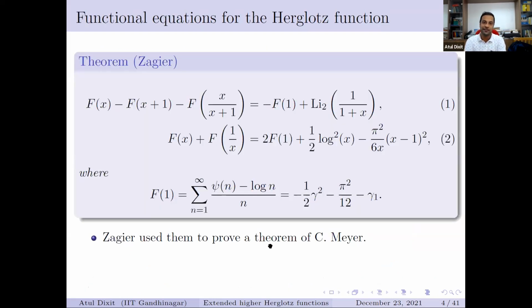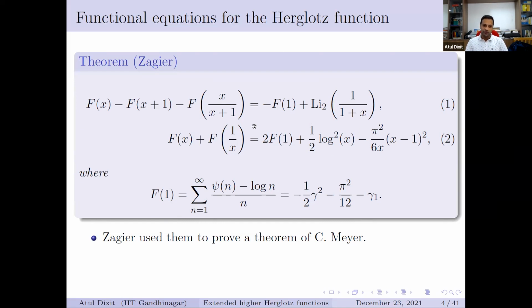So as I was saying, in 1975, Don Zagier worked on this function as he encountered it in his explicit form of the Kronecker limit formula for real quadratic fields. So it's actually coming from algebraic number theory, but it has beautiful analytic properties. The first functional equation that Zagier obtained was a three-term functional relation between F evaluated at x, F evaluated at x plus 1, and F evaluated at x over x plus 1. And he related this with dilogarithms and the special value F of 1, which is in terms of Euler's constant gamma and the Stieltjes constant gamma sub 1. And he used them to prove a theorem of Mayer.